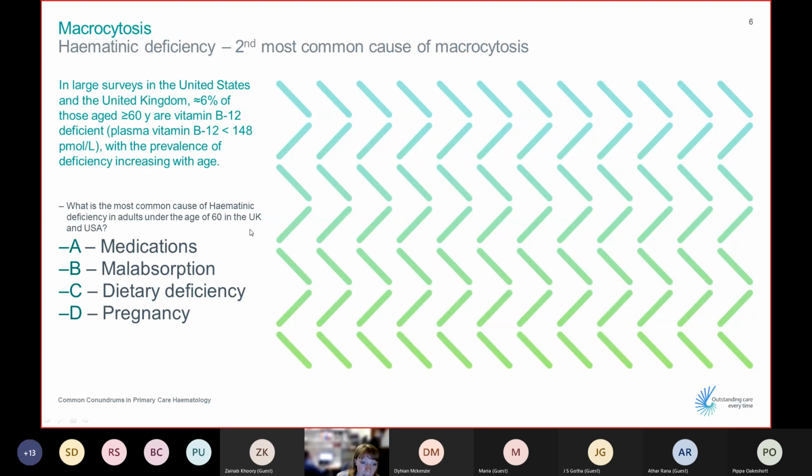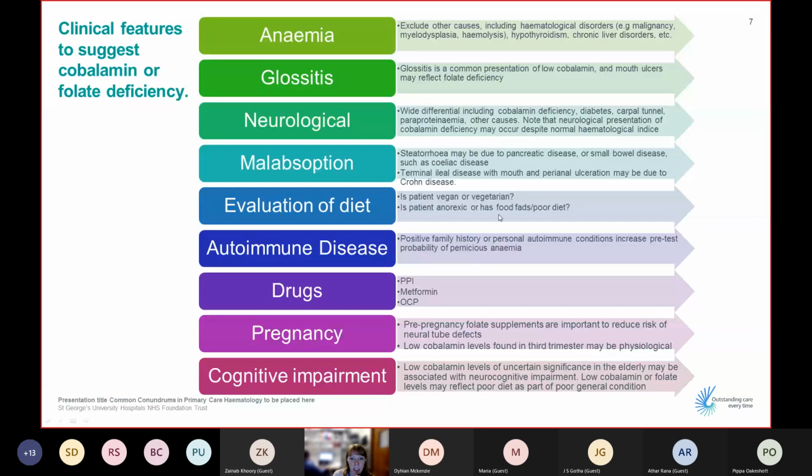So the answer was in fact dietary deficiency, and evaluation of diet, as we can see in the middle here, is one of the key topics in this table taken from the British Society of Haematology guideline on B12 and folate deficiency. And they have a number of key topics to have in the back of your mind: could this patient be B12 or folate deficient if they come to you? So at the top of the list, as we know, with any anemias, always think, is there a B12 or folate deficiency?